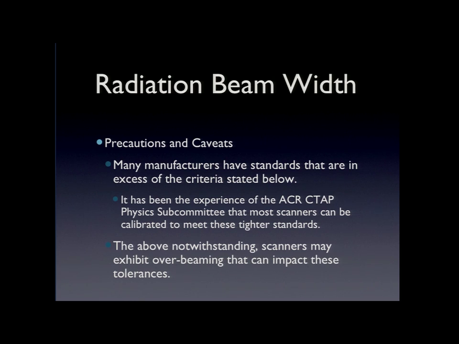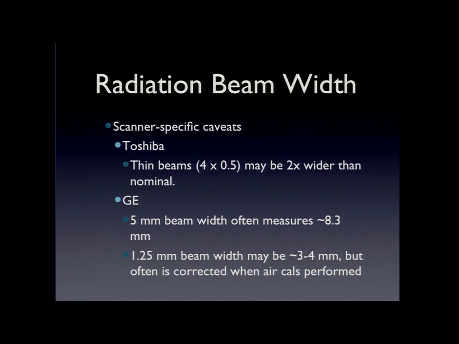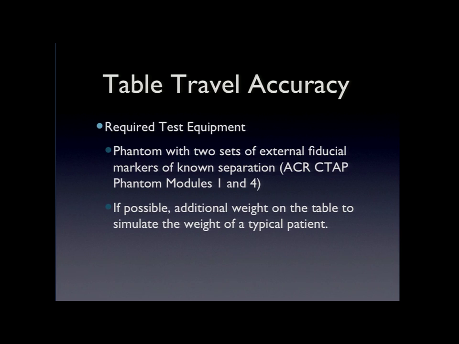You can bring it to their attention, but they're probably not going to do much about that. We just stay on top of it. Sometimes you can get really good engineers that will work with you and try to get it better, but most of them say, I don't really have time, and I'm not really able to do that. The Toshiba, they're thin beams, 4x, and they may be 2 times wider than the nominal. And as you saw, the GE has its issues.